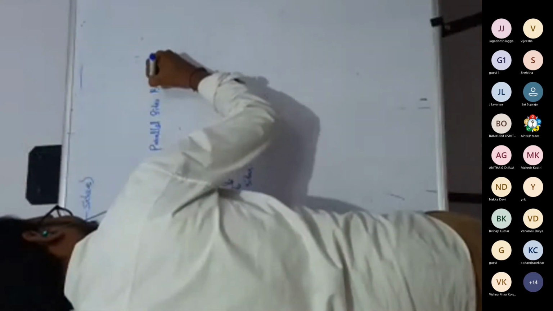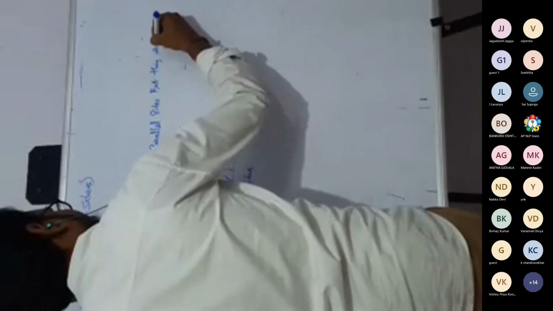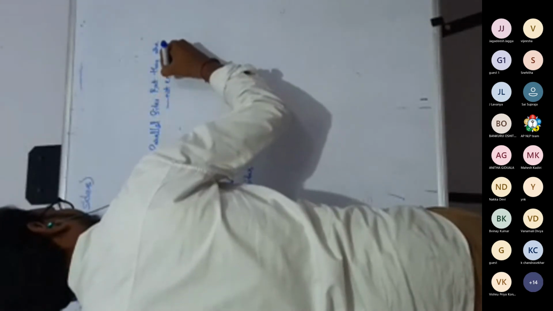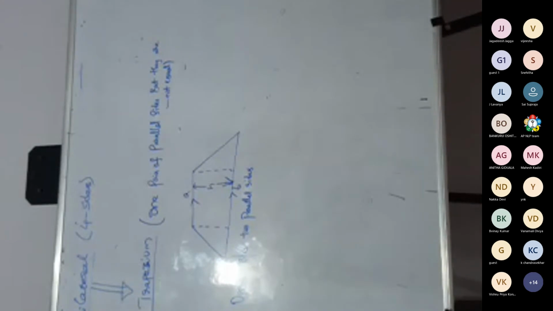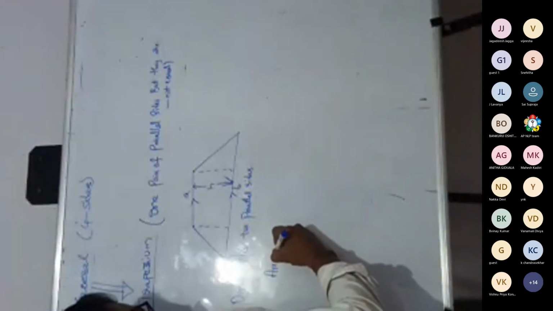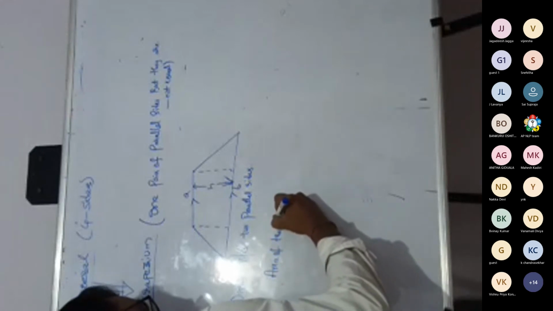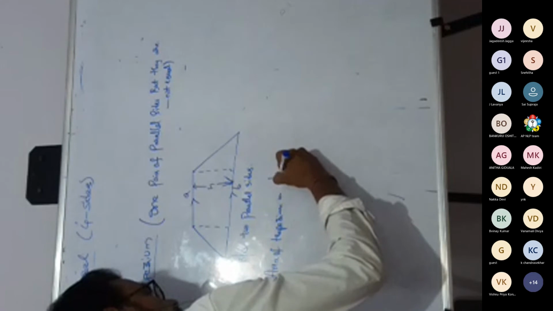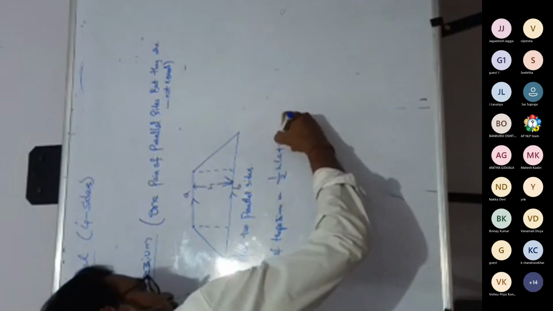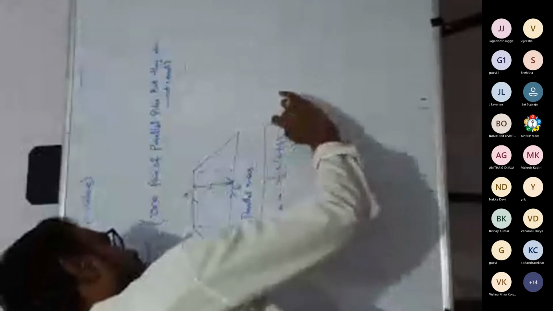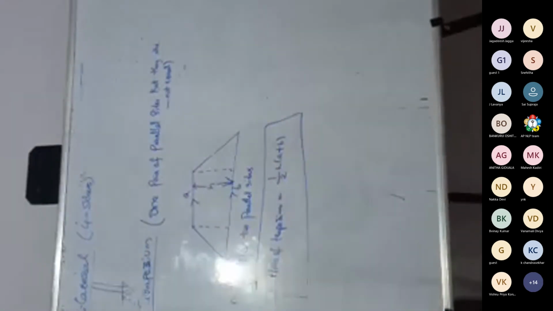One pair of parallel sides, but they are not equal. That is trapezium concept. H is the distance between 2 parallel sides. So what is the area of the trapezium? What is the area of the trapezium, sir? That is half h of a plus b. You remember this? This is very very important. This is area of the trapezium. Okay.